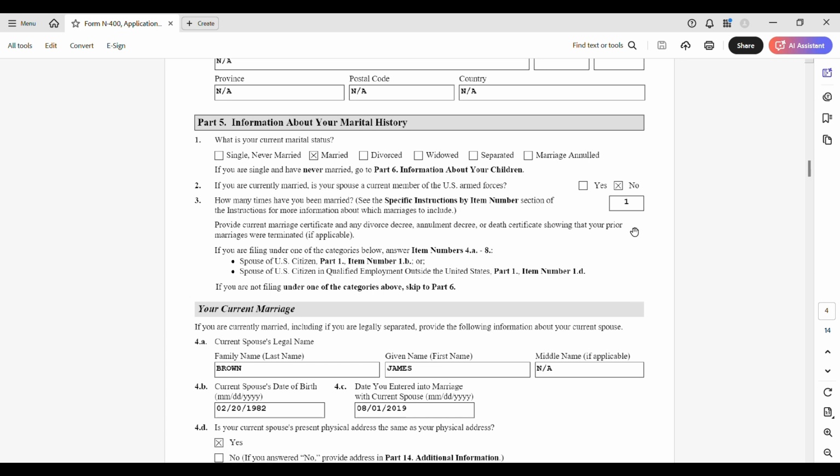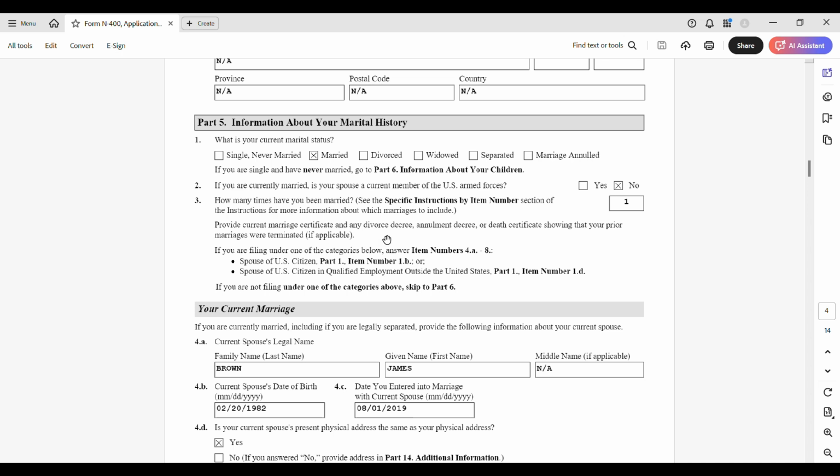We indicate that here. Provide current marriage certificate and any divorce decree, annulment decree, or death certificate showing that your prior marriages were terminated if applicable. So since this applicant is married and her spouse is alive and they are still together, then this applicant would need to provide current marriage certificate.